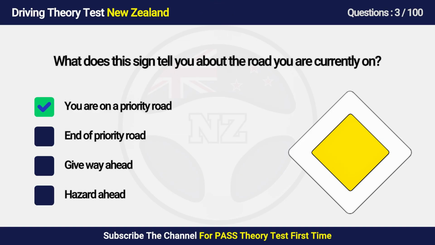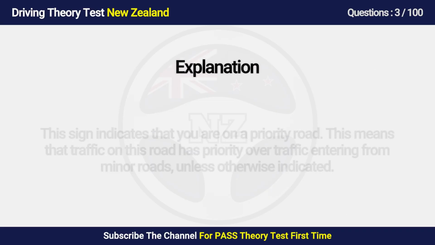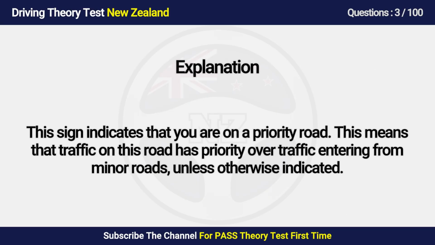Answer is A. You are on a priority road. This sign indicates that you are on a priority road. This means that traffic on this road has priority over traffic entering from minor roads, unless otherwise indicated.